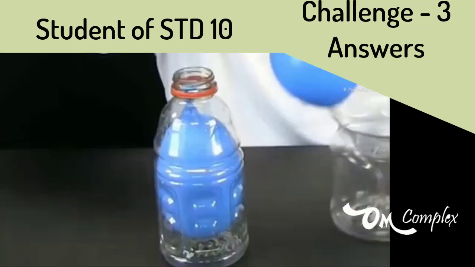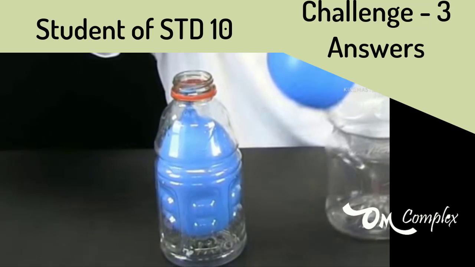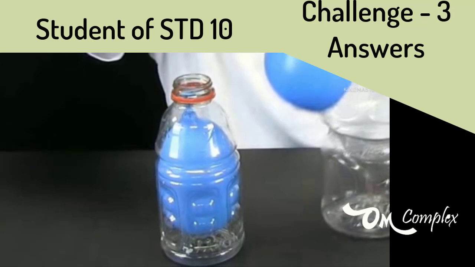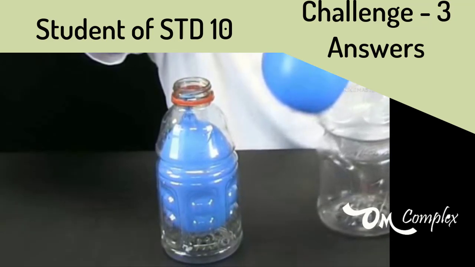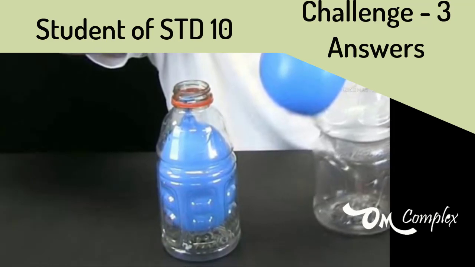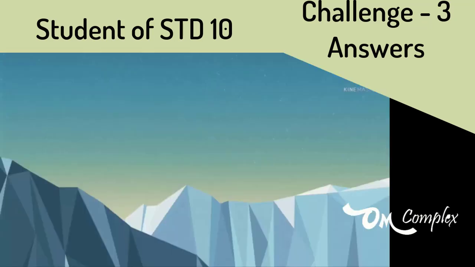Conclusion: the water balloon has gone inside the bottle due to the air pressure inside the bottle and the atmosphere. By making a hole in the bottle and taking out the air, the balloon gets filled up and we can pour water and tie up the balloon.